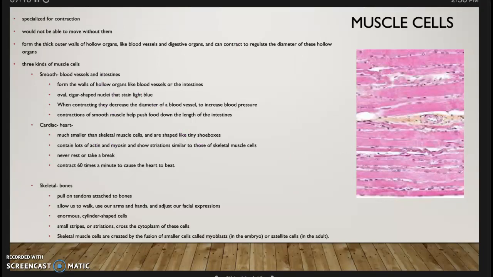Then we have our muscle cells. They're specialized for contraction. We would not be able to move without them. They form the outer walls of our hollow organs like blood vessels and digestive organs, and can contract to regulate the diameter of these hollow organs. There are three kinds of muscle cells: the smooth cells, which are in blood vessels and intestines; the cardiac, which is in our heart; and the skeletal, which is in our bones. And then here are some points of where these muscle cell tissues help us in our body.